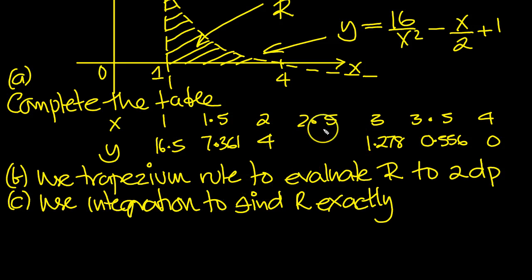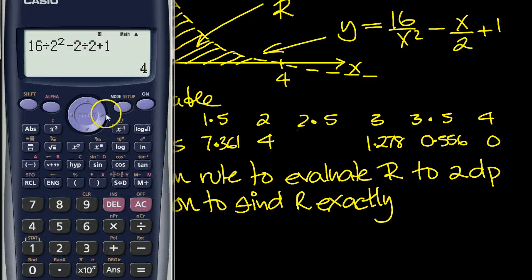And then let's put in the next value, 2.5. So go back, and instead of 16 divided by 2 squared, it's 2.5 squared. Minus x over 2, so it's minus 2.5 over 2, plus 1. And we get 2.31 in here.